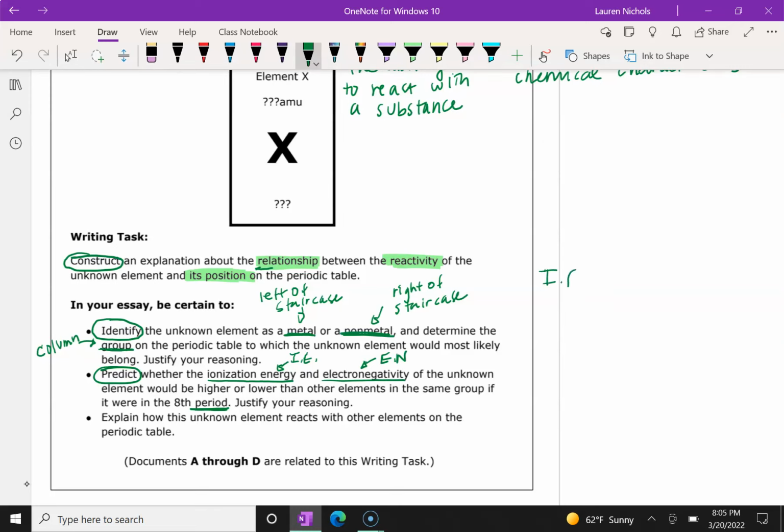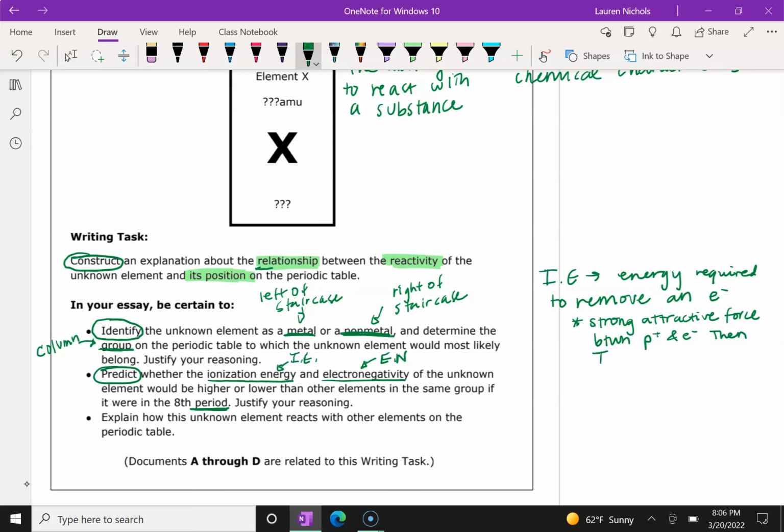So ionization energy is the energy required to remove an electron. And one thing that's important to note is that if you have a strong attractive force between the protons and the electrons, then the ionization energy is very high.